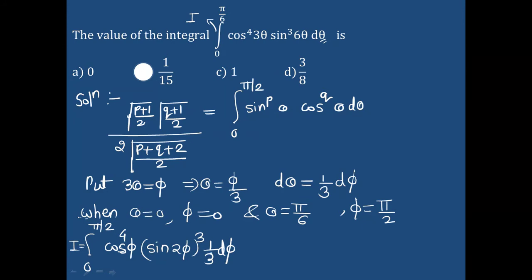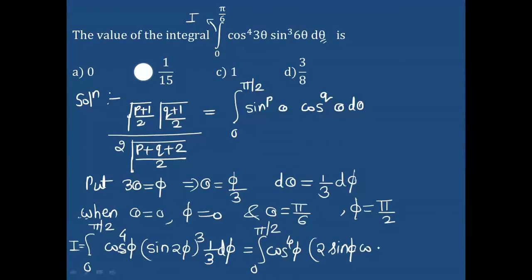This can be done easily just by making use of the trigonometric formula. We know that sine 2 phi is equal to 2 times sine phi cos phi, so we will use that here. So we have integral 0 to pi by 2 of cos raised to power 4 phi as it is, then 2 sine phi cos phi whole cube, and 1 by 3 integration with respect to phi. Okay, like this it is done. Now let's have the further simplification.